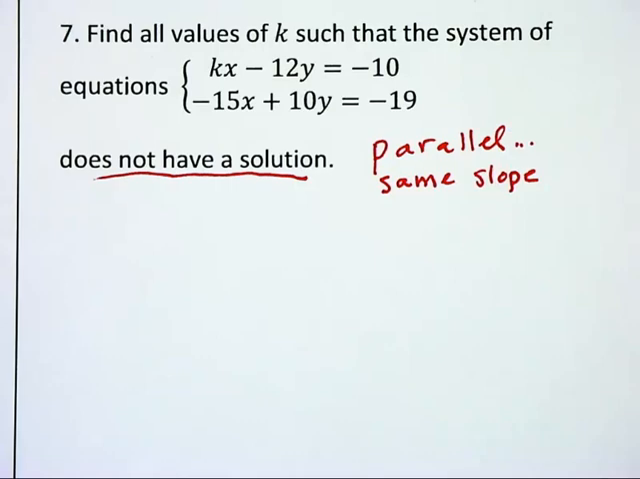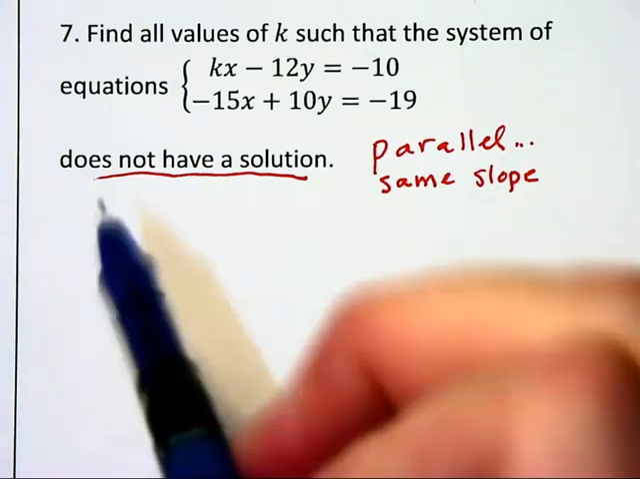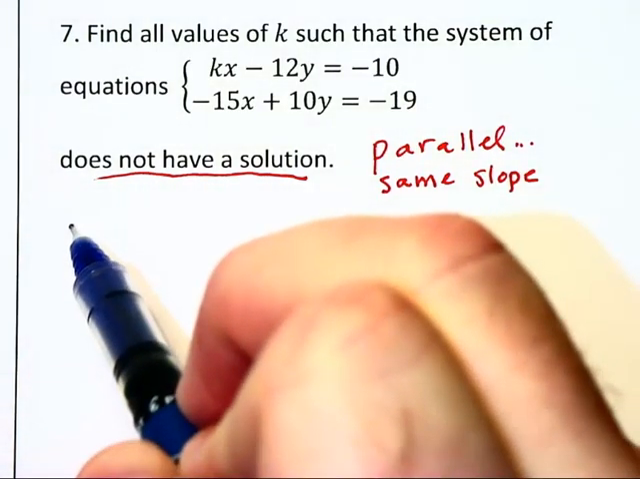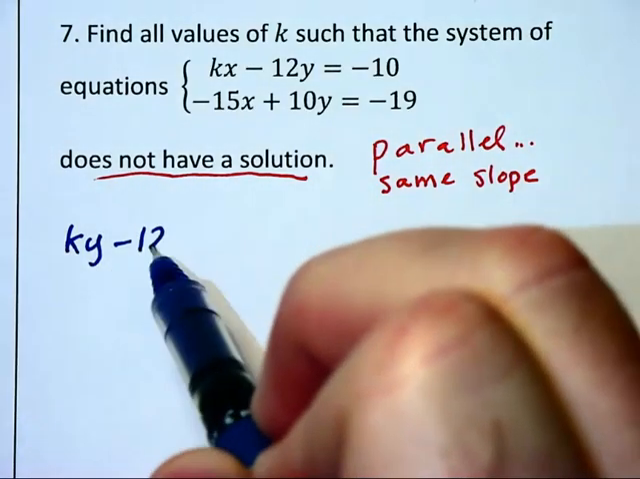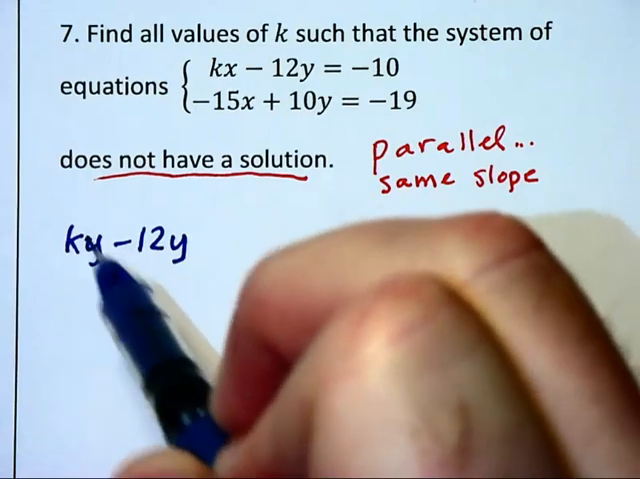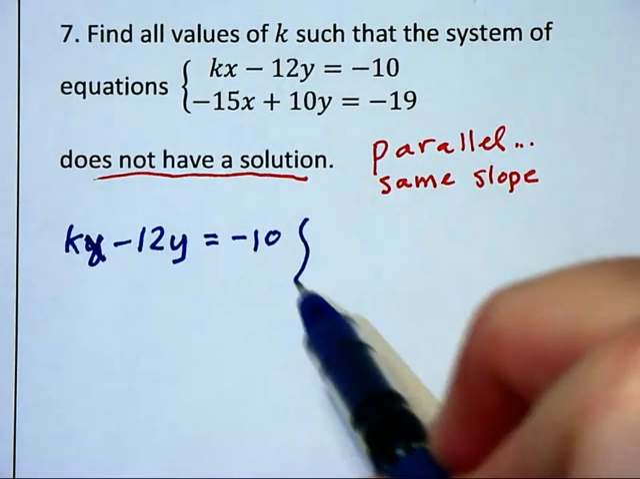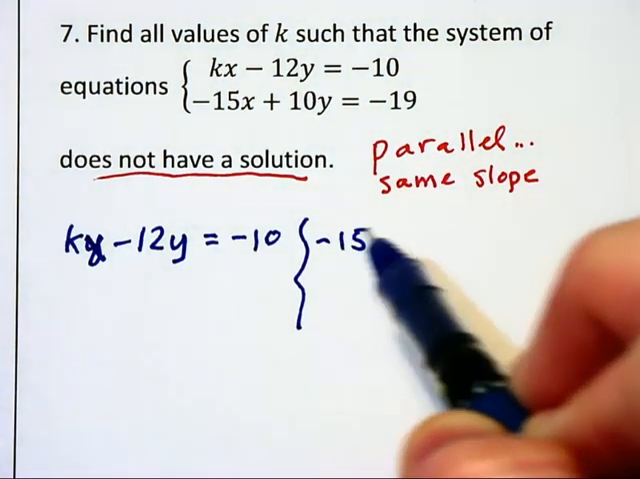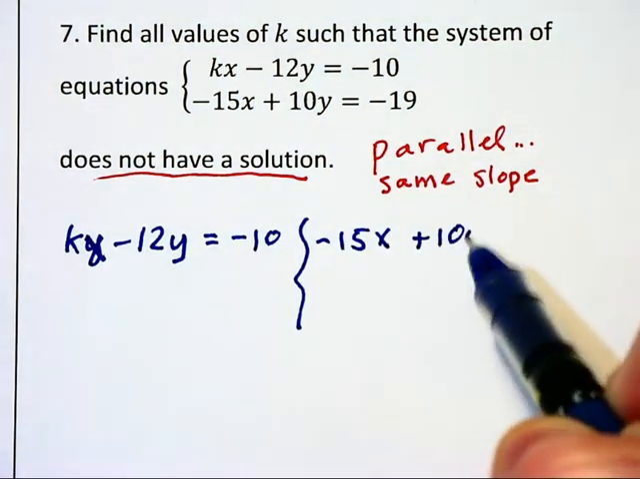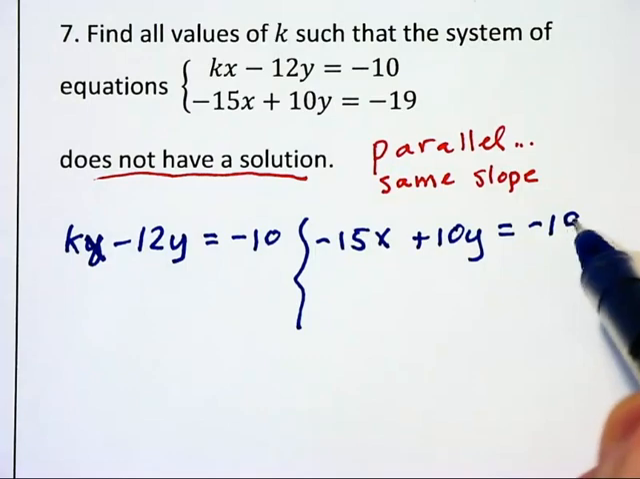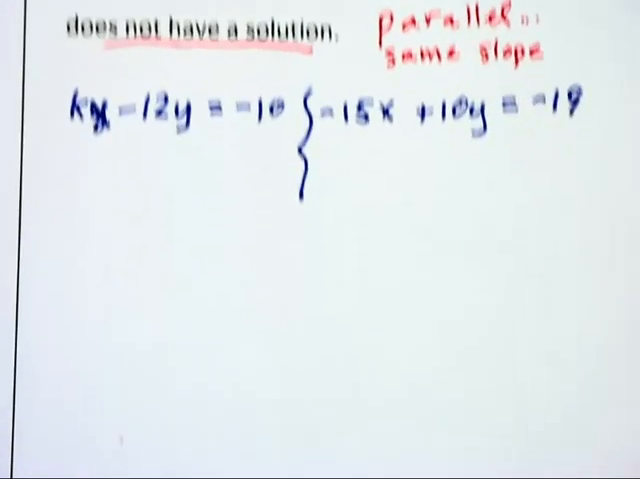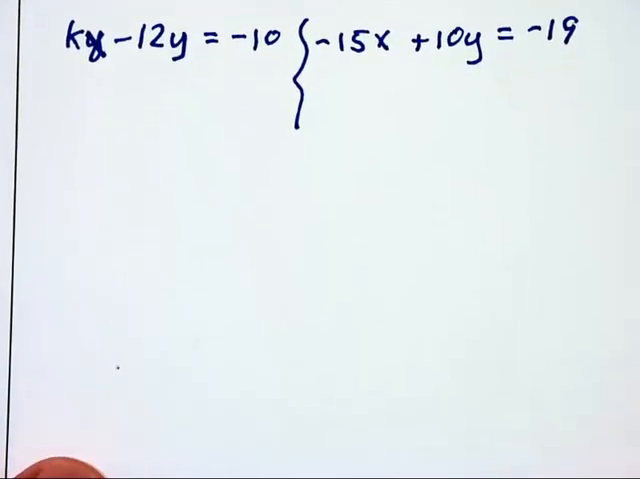And that means taking each equation and putting it into slope-intercept form. So the first equation is kx minus 12y is equal to negative 10. And the second equation, negative 15x plus 10y is equal to negative 19. I'm just rewriting them all over again so that I can put them at the top of the screen.